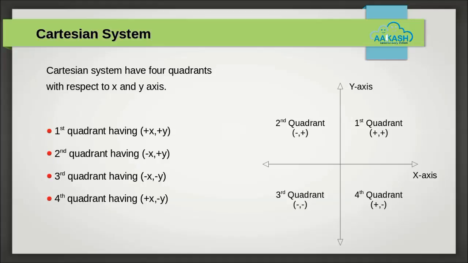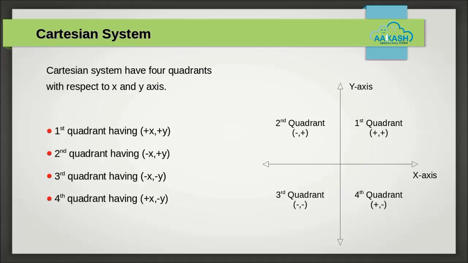Cartesian system. To describe positions using two lines, there is a standard system called Cartesian system, which is named after the mathematician Descartes. This system uses two perpendicular lines which divide the plane into four quadrants. The horizontal line is called x-axis and the vertical line is called y-axis.